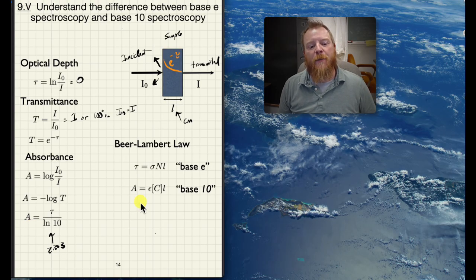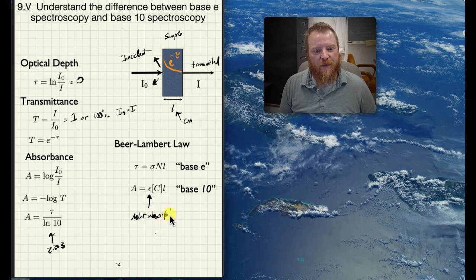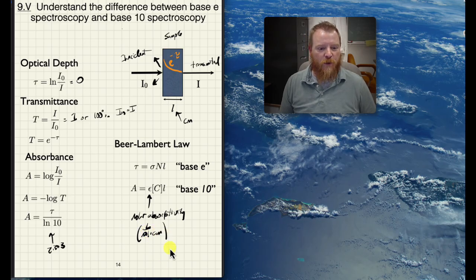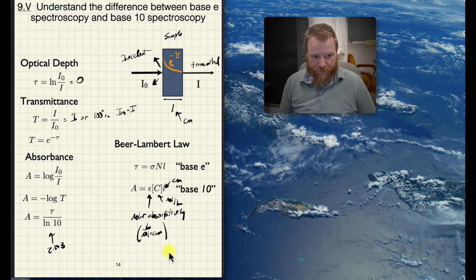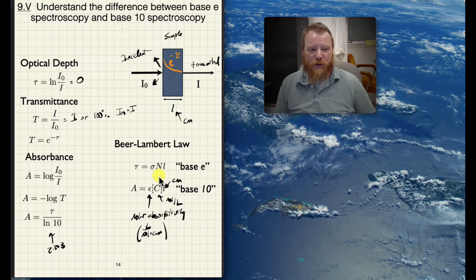So now looking at the Beer-Lambert law, base 10 or base E, what you're used to seeing is this base 10 law, where epsilon is our molar absorptivity. Okay, and that's in units of inverse concentration, inverse centimeters, liter over mole centimeters. Of course, concentration, we recognize, is in mole per liter, and thus, as we said, the path length is given in units of centimeters.